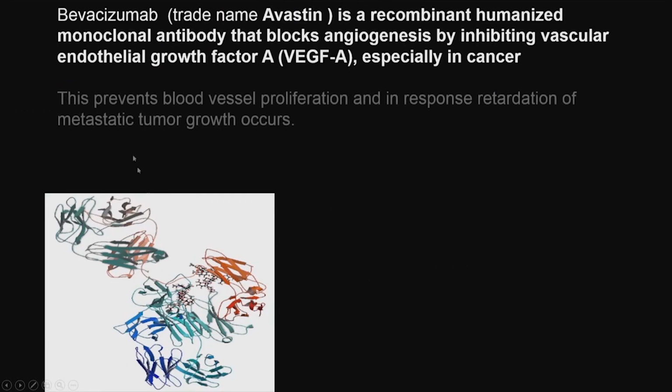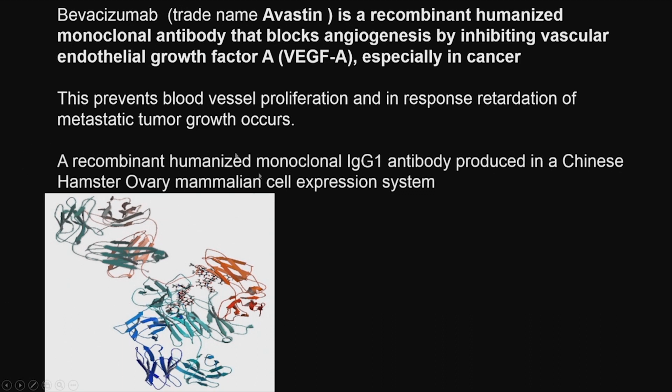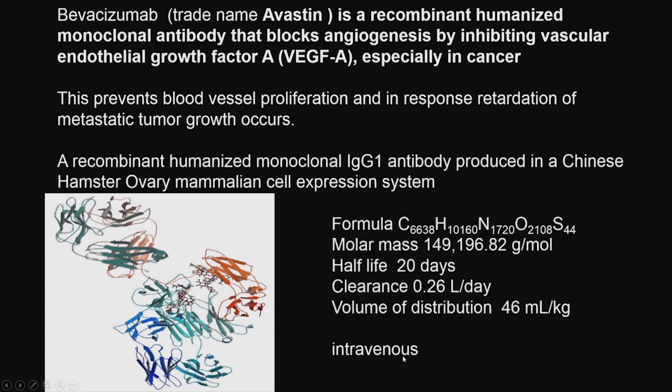Look at another drug, this is called Avastin. It is a recombinant monoclonal antibody that blocks angiogenesis by inhibiting vascular endothelial growth factor A, VEGF-A. It prevents blood vessel proliferation and tumor growth, so it helps prevent cancer. Of course this is a recombinant product and it is given intravenously, because look at the molar mass, 149,196. Half life is quite good, 20 days, which means it lasts inside the body for a very long time. That is why clearance is also very low, 0.26, and volume of distribution is 46 ml, very low.